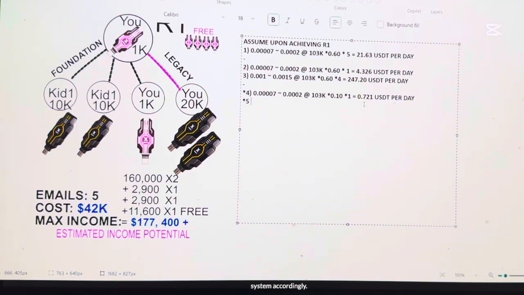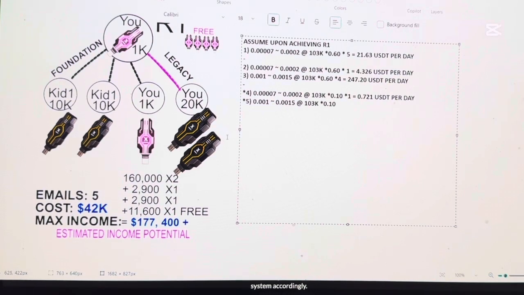Now, finally, what we really care about is that you have 4 devices that are performing at 0.001 per day, up to the 0.0015 per day at 103K. And then you are now getting 10% across all 4 of them. 41.